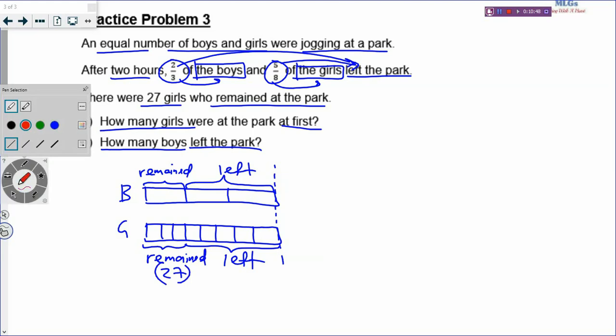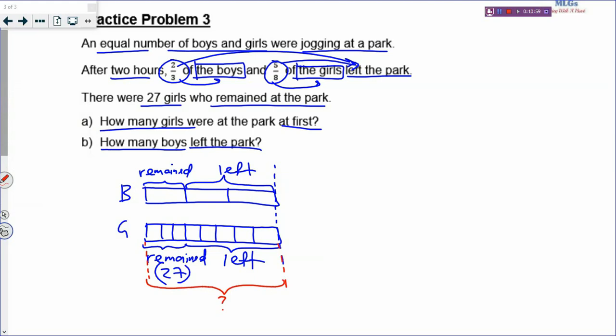So let's draw a dotted line. Maybe I would like to do something like this to put the question mark. So how many girls were there at the park at first, and how many boys left the park? Okay, so now we can solve already. So how do we solve?